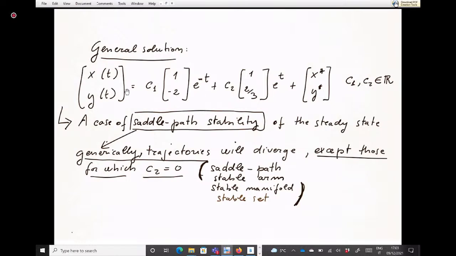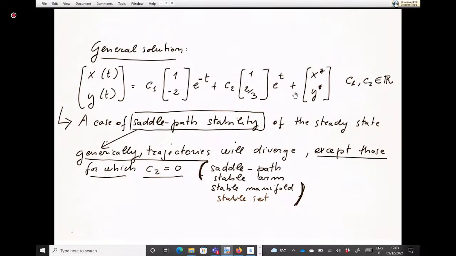So this is a typical case of saddle path stability of the steady state. You see, it is not fully unstable because one eigenvalue is negative, the other one is positive. If this one was, for instance, also positive, then of course, as t tends to infinity, you would see both terms exploding, okay? But one is negative and the other one is positive. So what happens in the long run? This is a point which is important to stress. What happens as t tends to infinity?